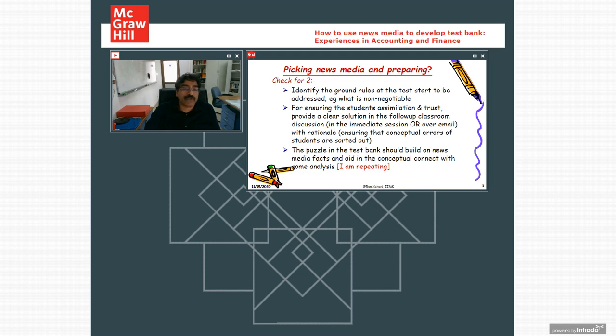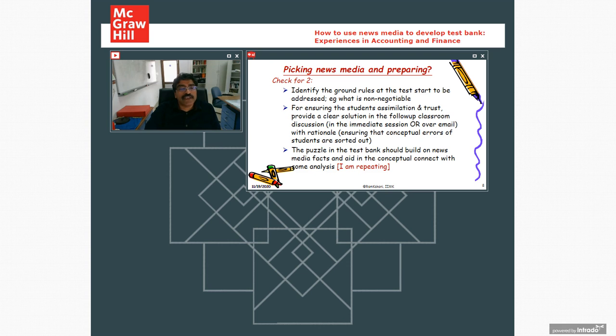For example, what is non-negotiable? So maybe, Professor Ishan, one may be able to overcome that problem by mentioning things as non-negotiables. For example, if someone goes and writes something else, you will have to say, look, our ground rules were set before the start of the test itself.